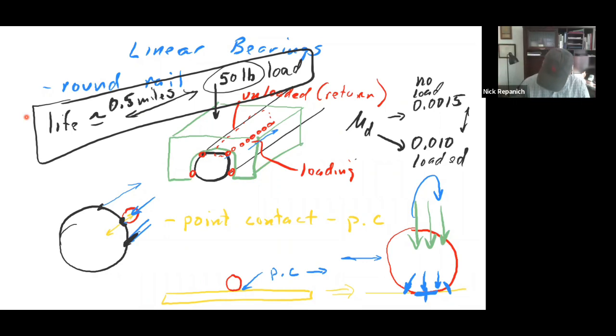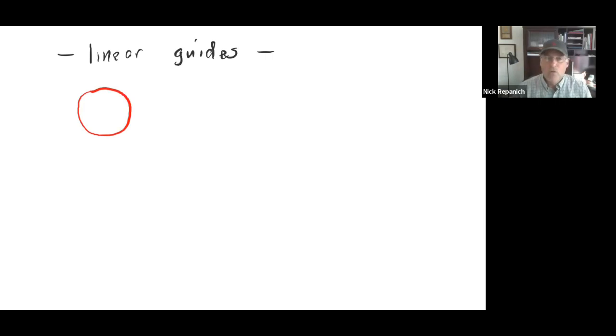So we moved on, and we went from round rails to linear guides. And this is what we use today. And here's why. You're looking for something that can handle load. If we go back to our little ball bearing, we don't want to run it on point contact to point contact. That's bad. We don't want to run it on flat. That's not that good either. That doesn't handle much load.